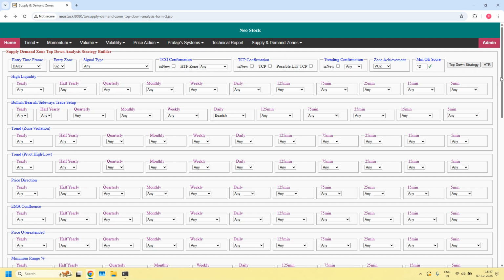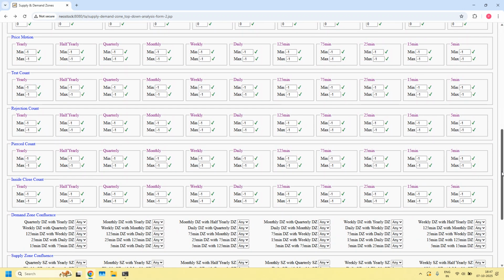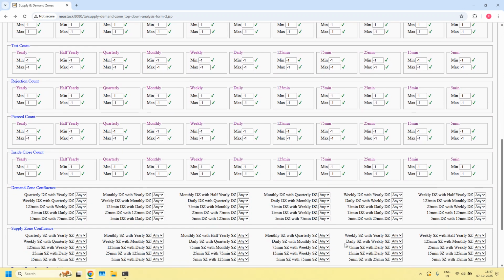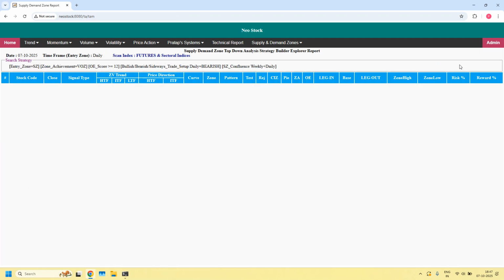First one, LTF and ITF supply zone confluence, and then ITF EMA confluence. So daily and weekly supply zone confluence enabled. None of the stocks are filtered.